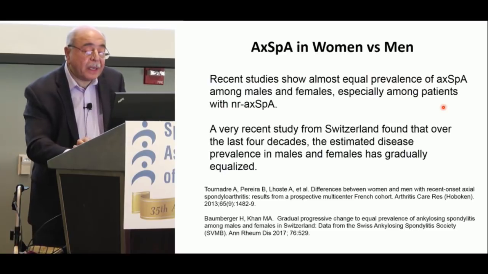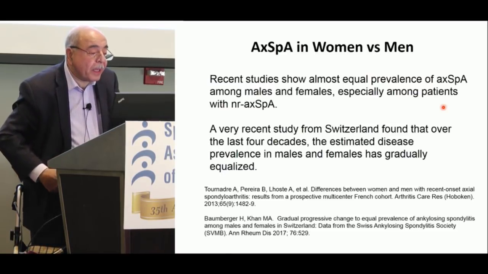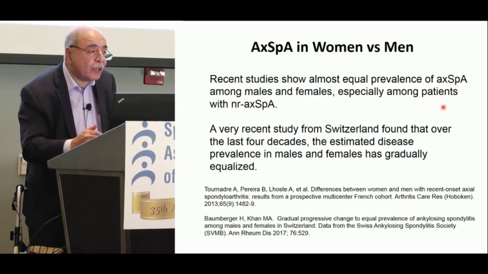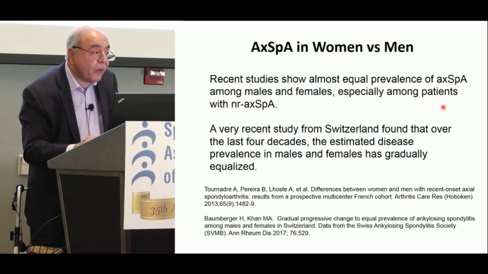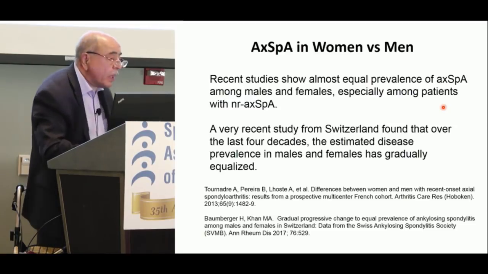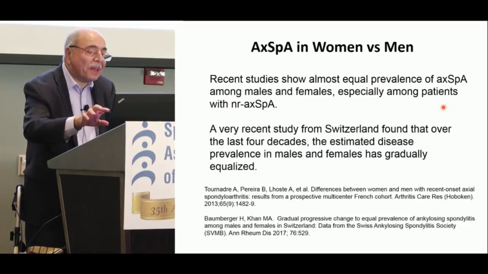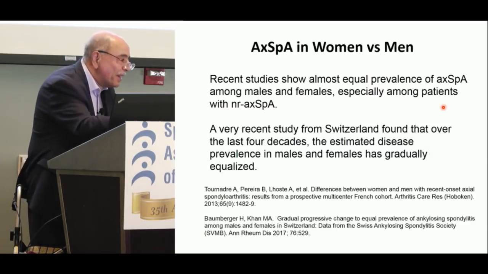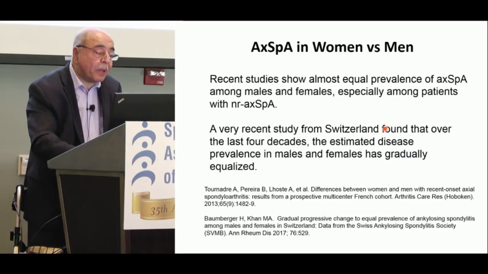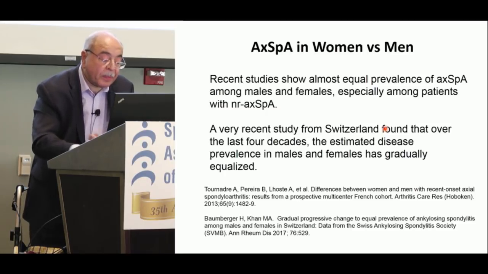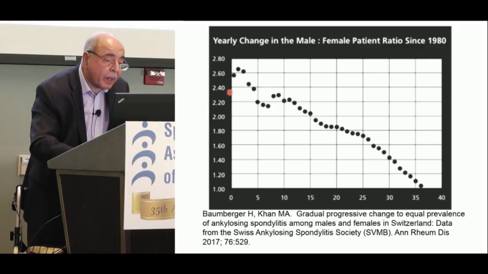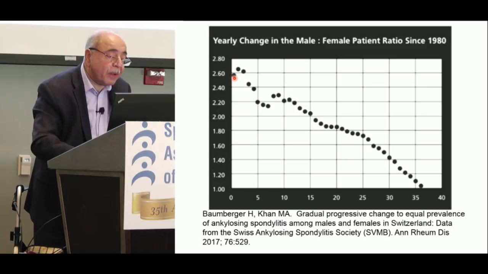Here is the data we presented at EULAR, the European Rheumatology meeting, a couple of years ago, where the data from Switzerland. In Switzerland, in 1980, the ratio between males and females was 2.56. I am looking at the screen that is going to be projected. I'm sorry. So this is ankylosing spondylitis in women versus men. I told you that the prevalence is almost equal, and now I come to what I was trying to say. This is the slide where in 1980 the ratio was 2.56 in favor of men.